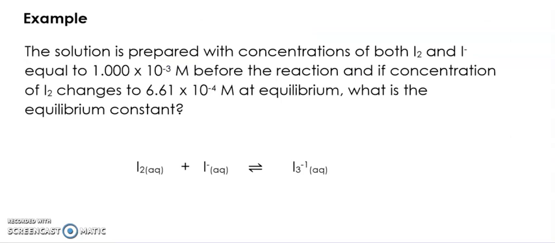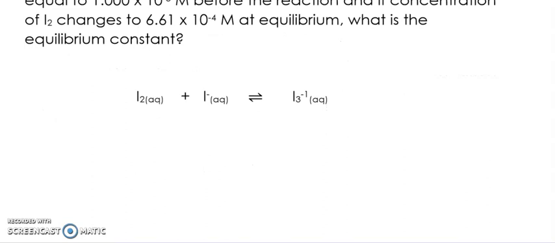The solution is prepared with concentrations of both I2 and I- equal to 1 times 10 to the negative third molar before the reaction. If the concentration of I2 changes to 6.61 times 10 to the negative fourth molar at equilibrium, what's the equilibrium constant? We're trying to find Kc. Remember, our equilibrium expression is the concentrations of our products over our reactants, and any coefficients become exponents. There are no coefficients here. It's already balanced, so we don't have any exponents.